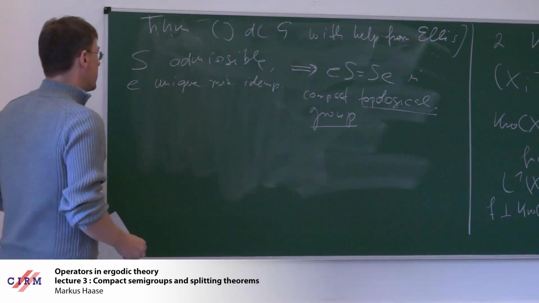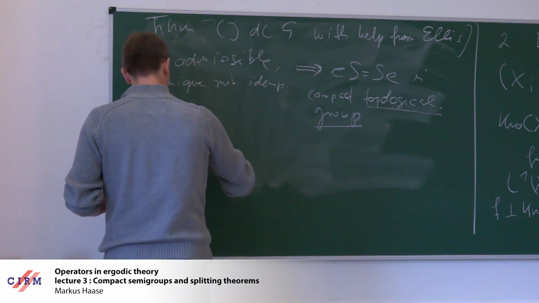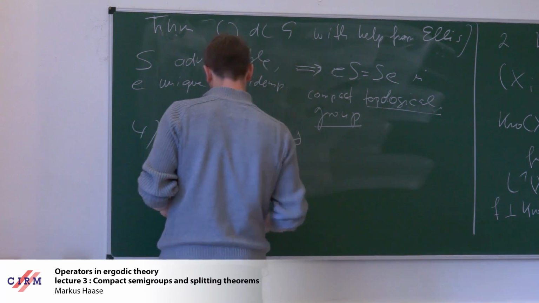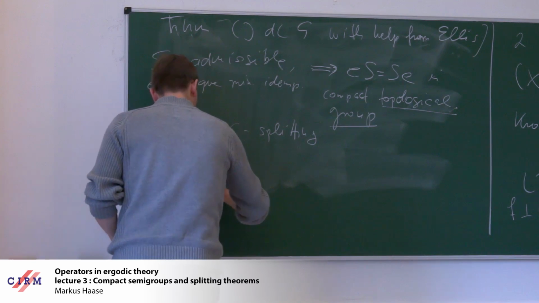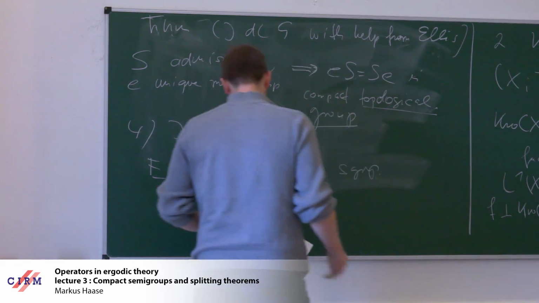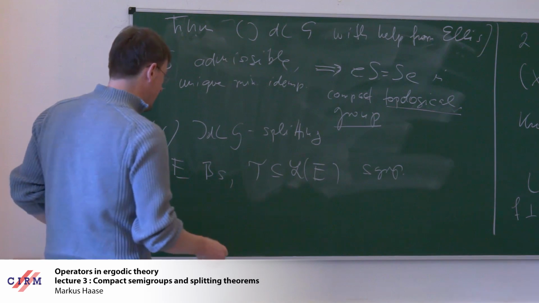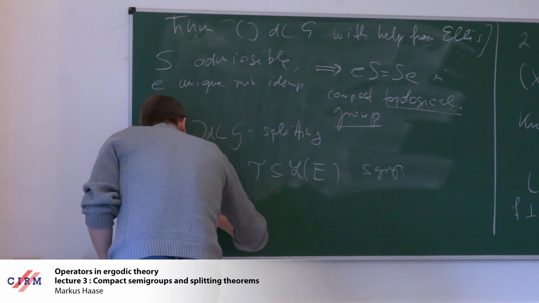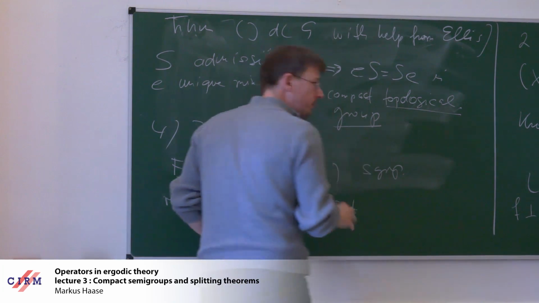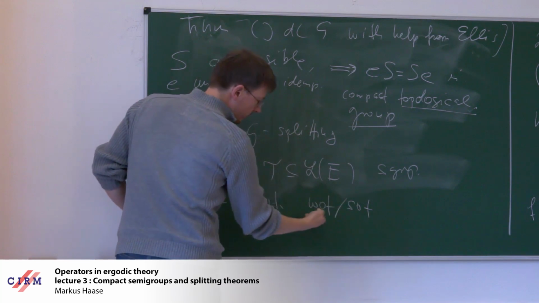So, what do we have from this? Let's apply this to our situation of Banach spaces and operators acting on them. Here you have a Banach space and a semigroup of operators on the Banach space. Semigroup just means it's multiplicatively closed, so if you multiply two operators, you don't leave the set T. And you require that this is relatively compact with respect to the weak operator topology or the strong operator topology, depending on which context you're working in. That means the closure of the set in the weak operator topology, say, is a compact set.